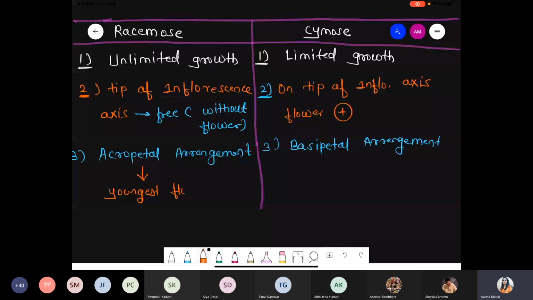And what is the meaning of basipetal? Basipetal means base. It means the youngest flower is present at the base. So simple meaning, you have to remember just the terms. Acropetal means the youngest flower is present on the tip, right? And basipetal means the youngest flower is present at the base. That's it.